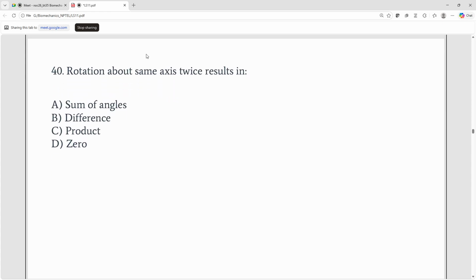Next question. Rotation about the same axis twice results in what? What does the rotation about the same axis twice result in? Options are option A, sum of angles, option B, difference, option C, product, option D, zero. What will happen if you rotate twice about the same axis?